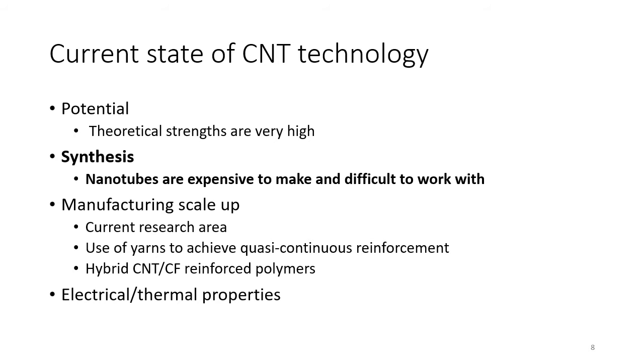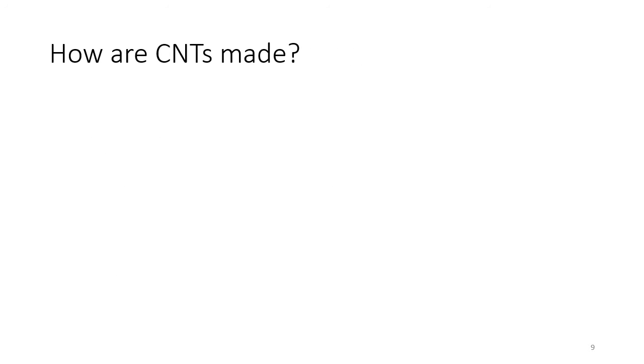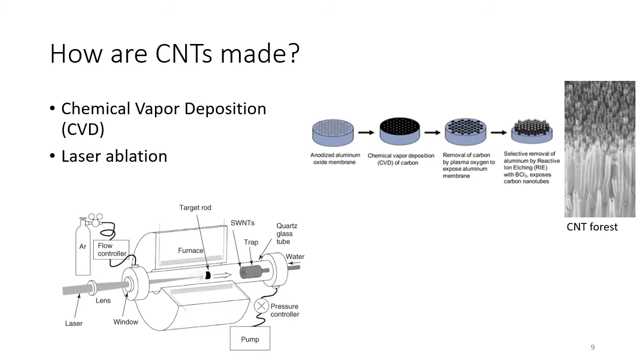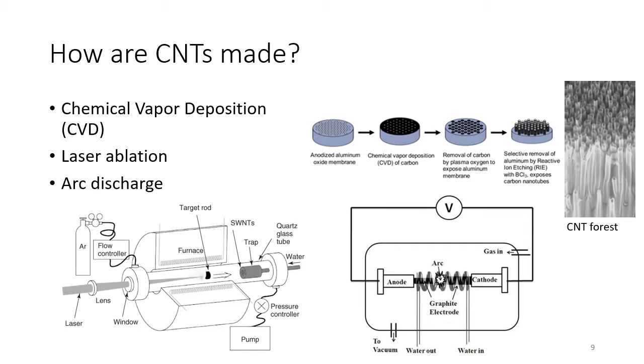Moving on to the synthesis of CNTs, which can happen in a number of ways, of which I have highlighted the three most popular: chemical vapor deposition, laser ablation, and arc discharge. Now, I'm not an expert on any of these techniques, but to give a brief description, in CVD you are basically growing CNTs layer by layer on a substrate. Now this is how aligned CNT forests are created.